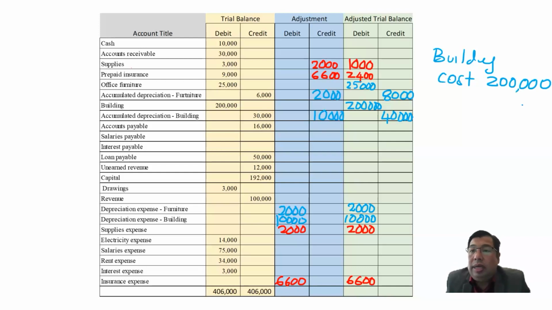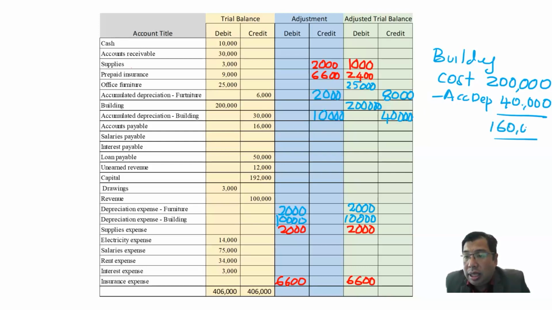Now the building has become old. You need to minus your accumulated depreciation of 40,000. So your asset value now is no more 200,000. It's going to be 160,000.